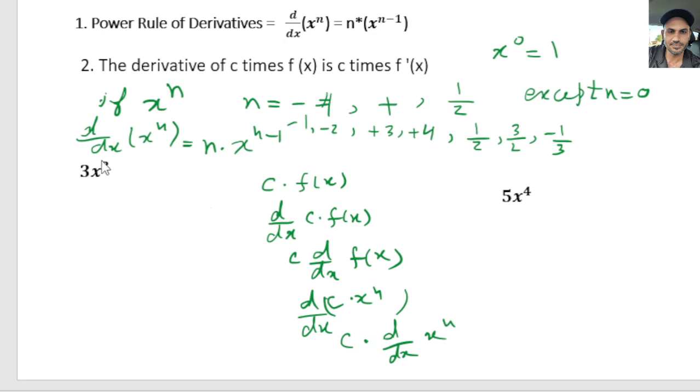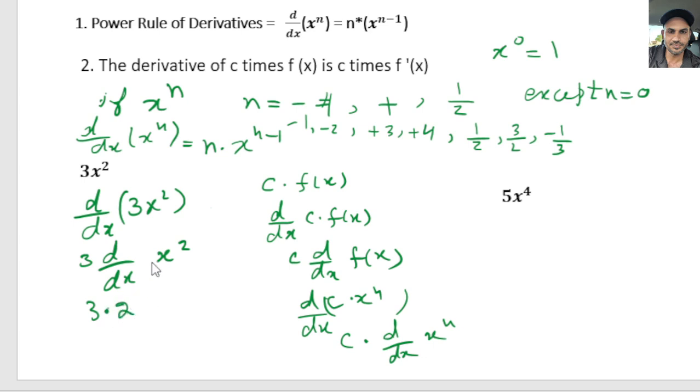Let's take the derivative of a few of these examples. We want to take the derivative of 3x squared. Since 3 is a constant multiplying with our variable, we can pull it out of the derivative. So 3 times d over dx of x squared. Now we can apply the power rule here. So we have 3 times, we bring the 2 down, times x to the 2 minus 1. So it would be 6 times x to the 1, which is 6x. So this would be the derivative of this function.